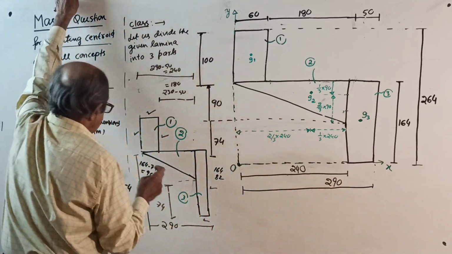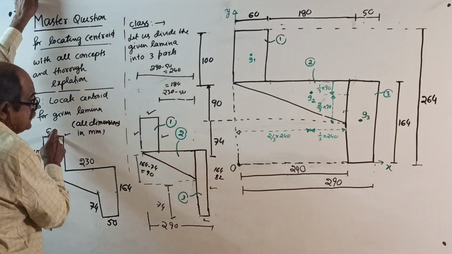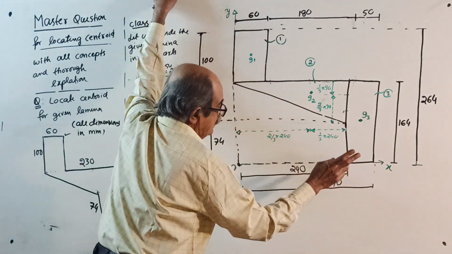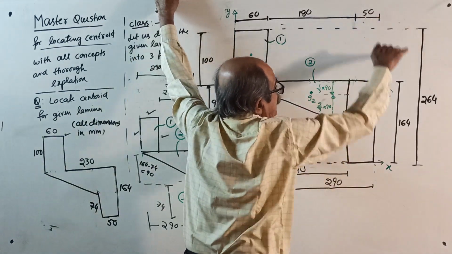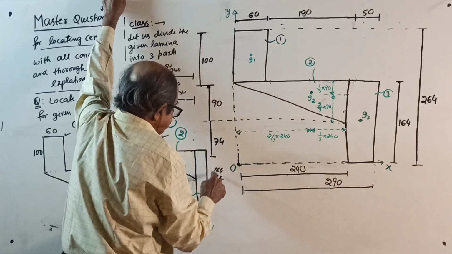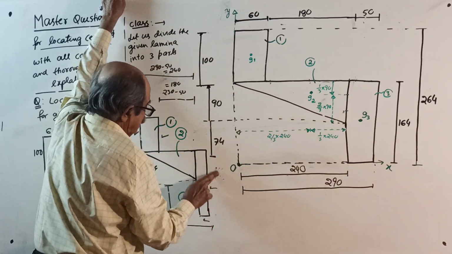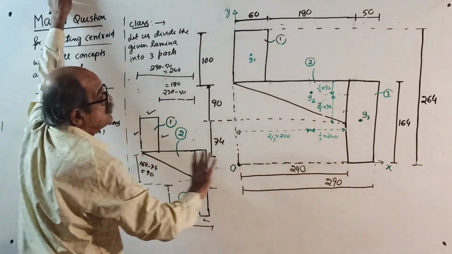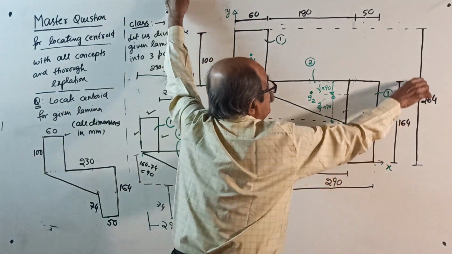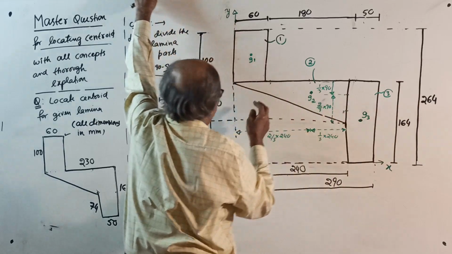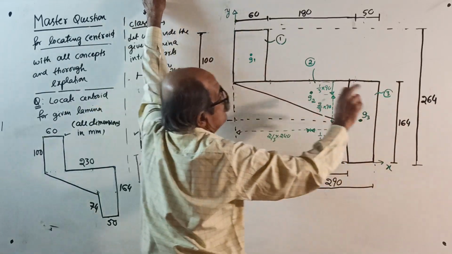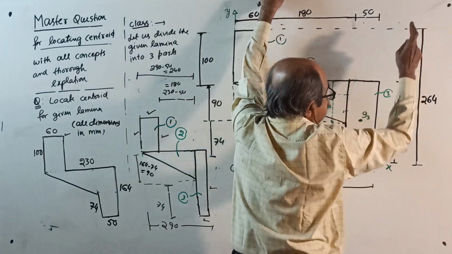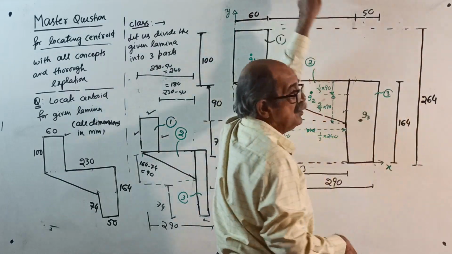Then 230 plus 60, full is 290. Then this is 50 here. Vertically, this is 164, given in the question. Right? 164 given in the question. And now from 164, see, this is 164, this is 100. So the full height from topmost edge to bottommost edge is 264.